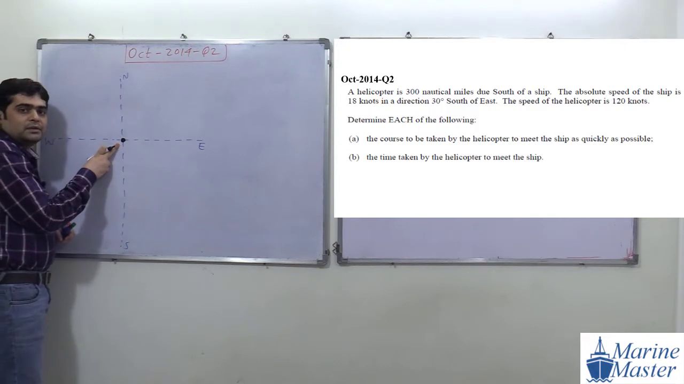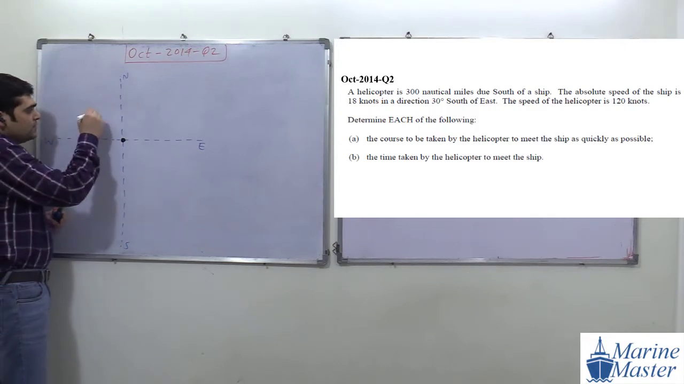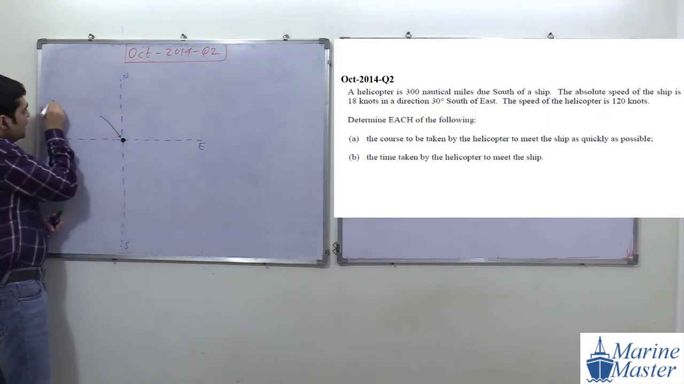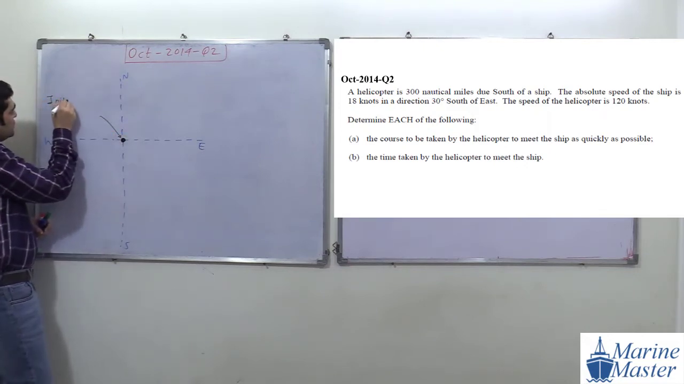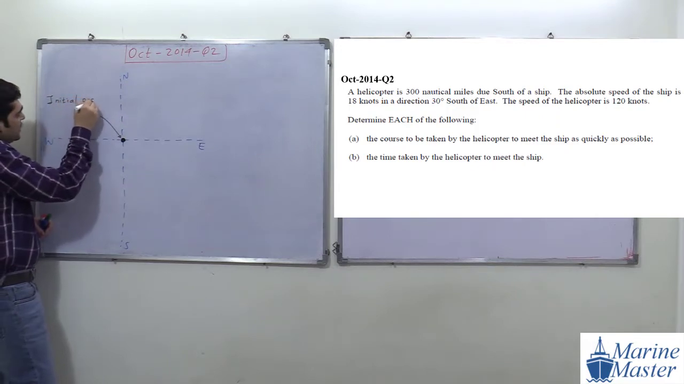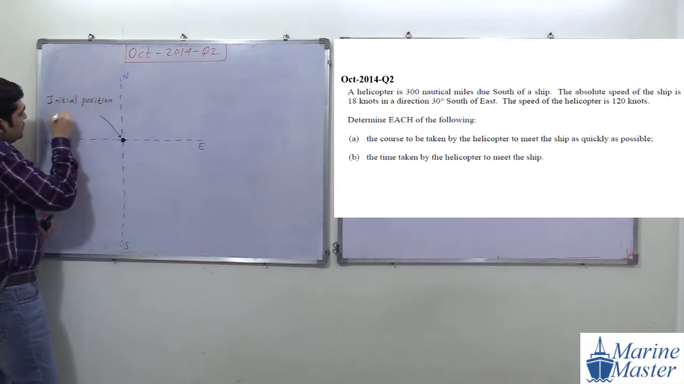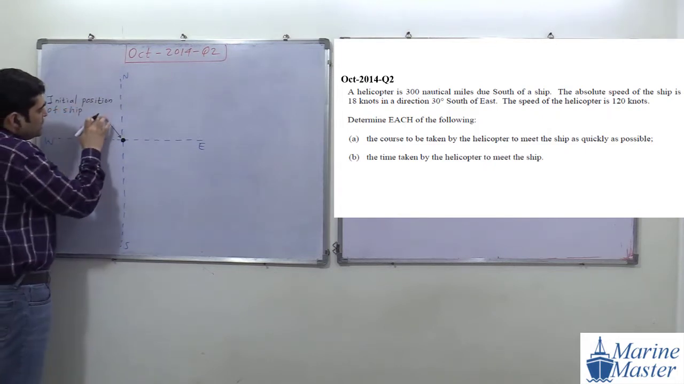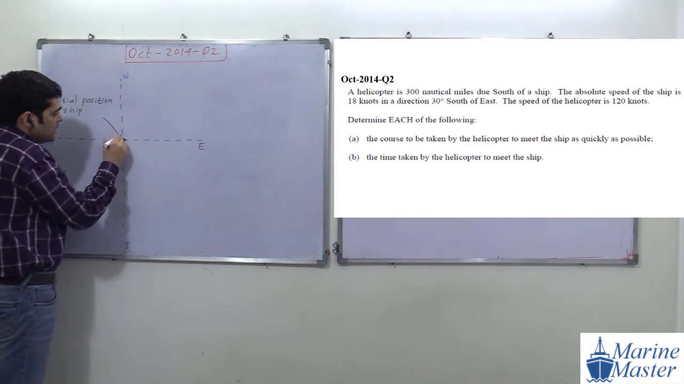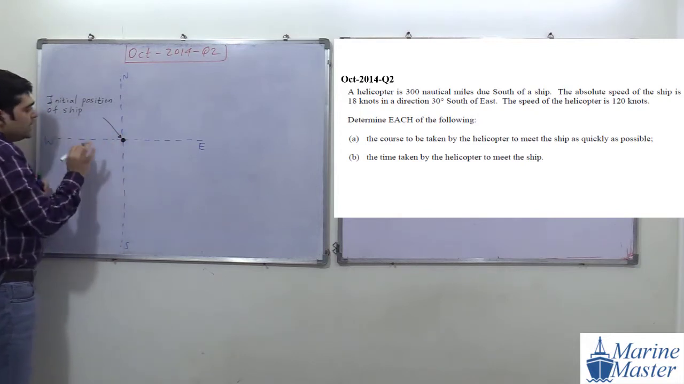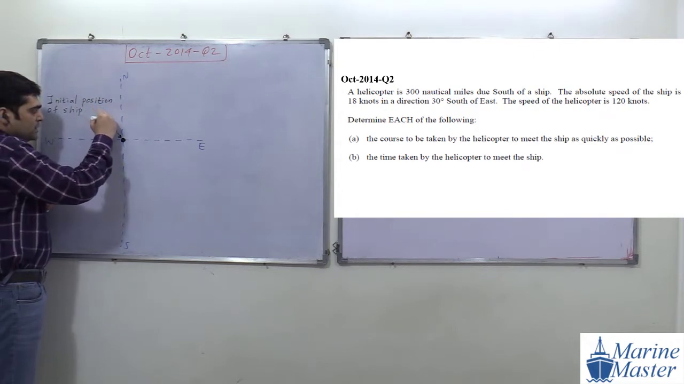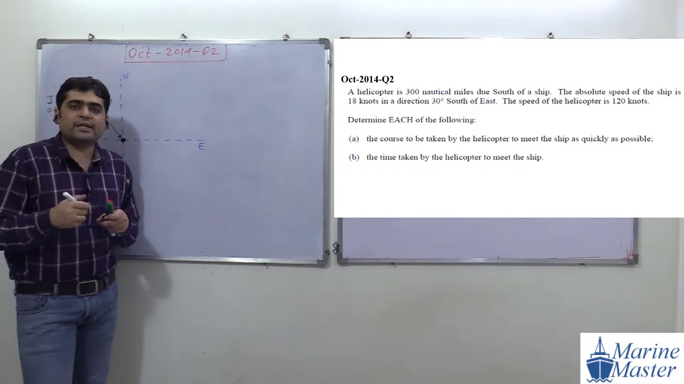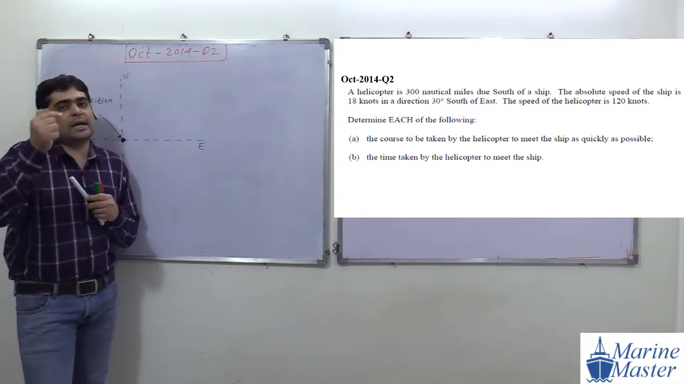See this one, everyone. So this position will be what, everyone? Initial position of ship. This is the initial position of ship. With respect to the ship, where is the helicopter? 300 nautical miles due south.